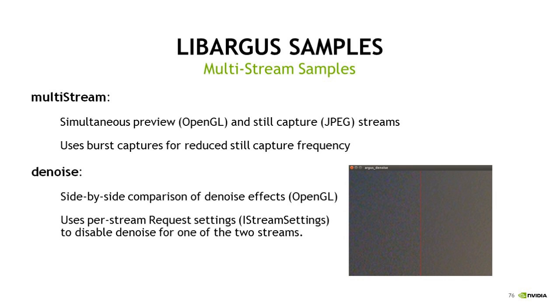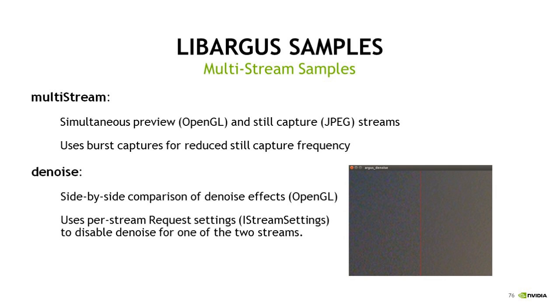Two additional samples demonstrate the use of multiple stream outputs from a single capture request. The multi-stream sample makes simultaneous use of a preview stream that is consumed by OpenGL and rendered to the display, alongside a still capture stream which is used to write JPEG files. This sample also makes use of repeat burst capture requests so that the still stream is enabled for use only for a subset of the capture requests, while the preview stream is updated with every request.